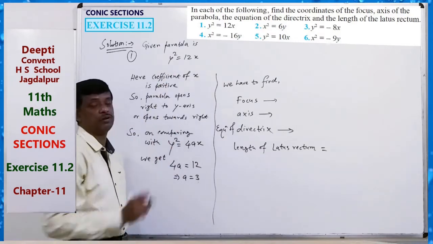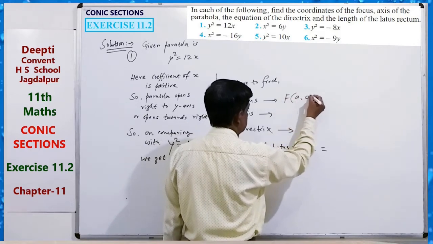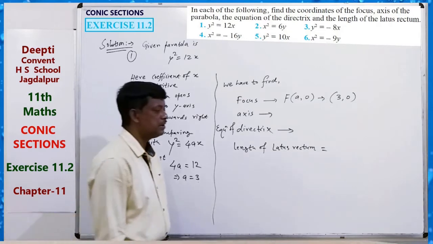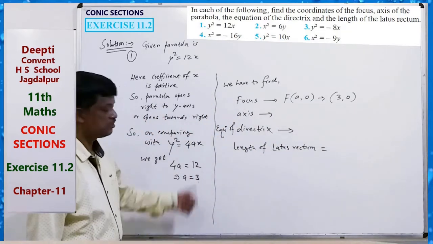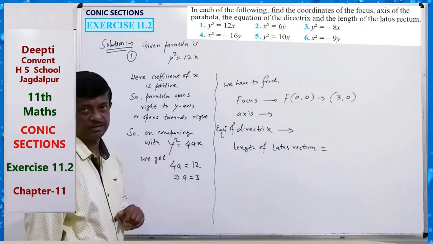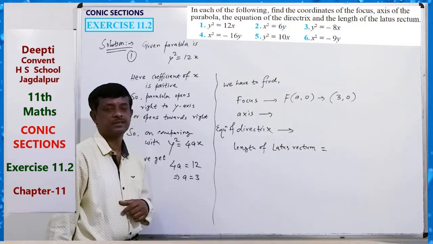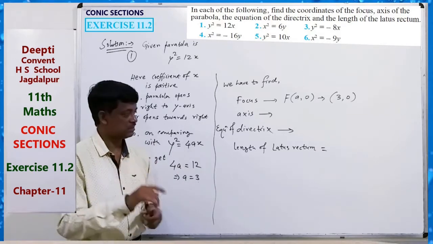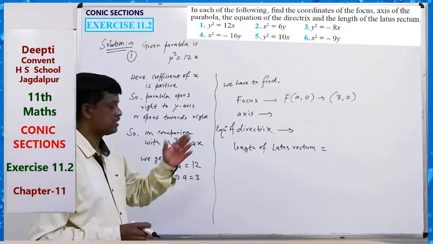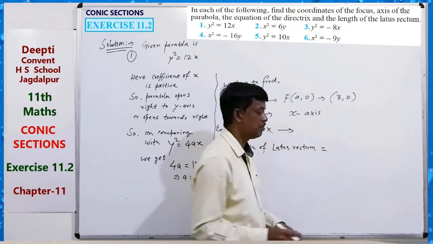For this right-handed parabola, we know focus is (a, 0), that is focus is (3, 0). Similarly, axis. For this we know the axis is the x-axis, since y square is present in the equation of parabola, so the parabola is symmetric about the x-axis, and its vertex is the origin, so the x-axis is the axis of the parabola.